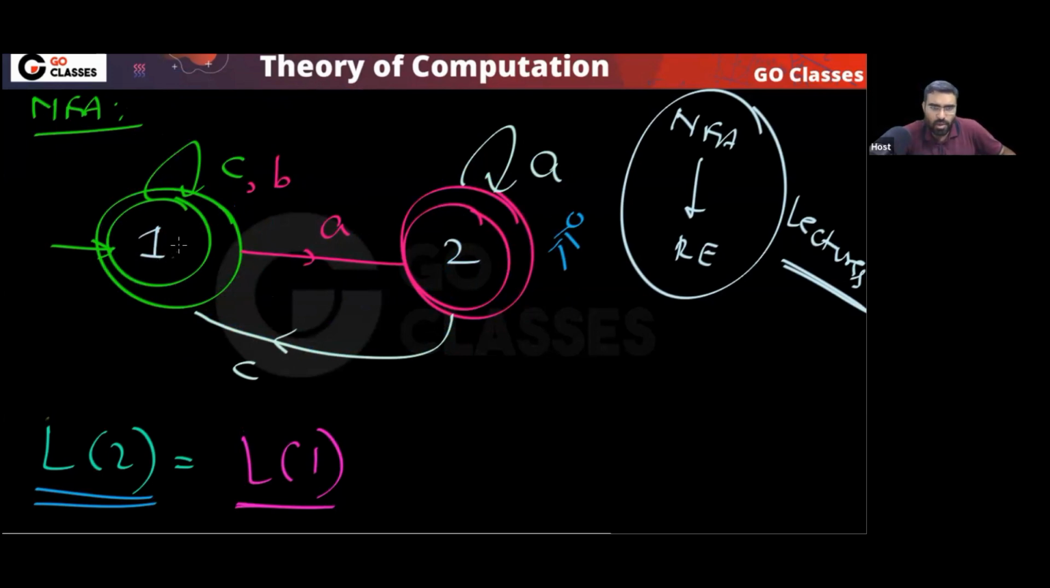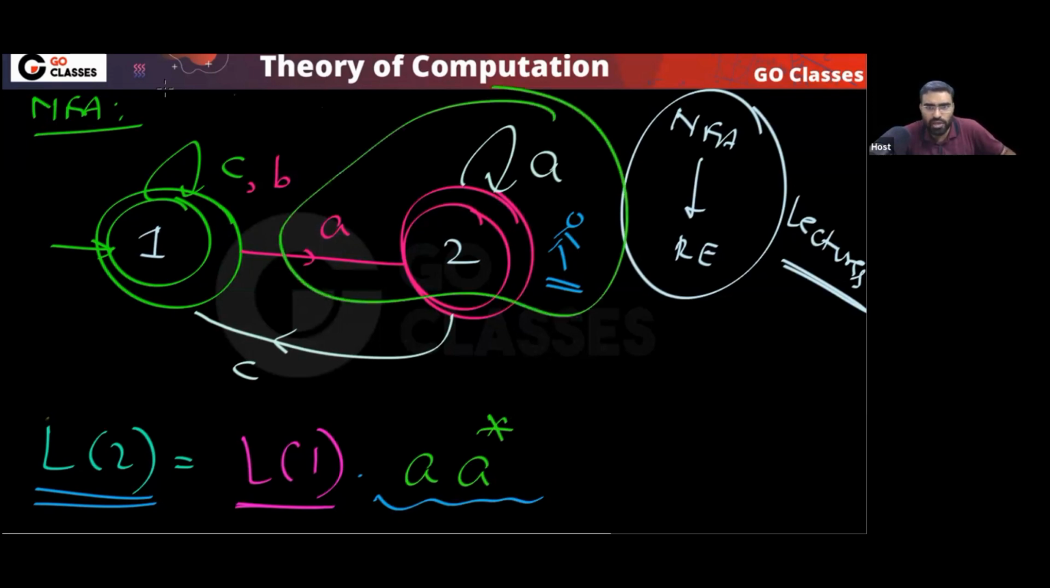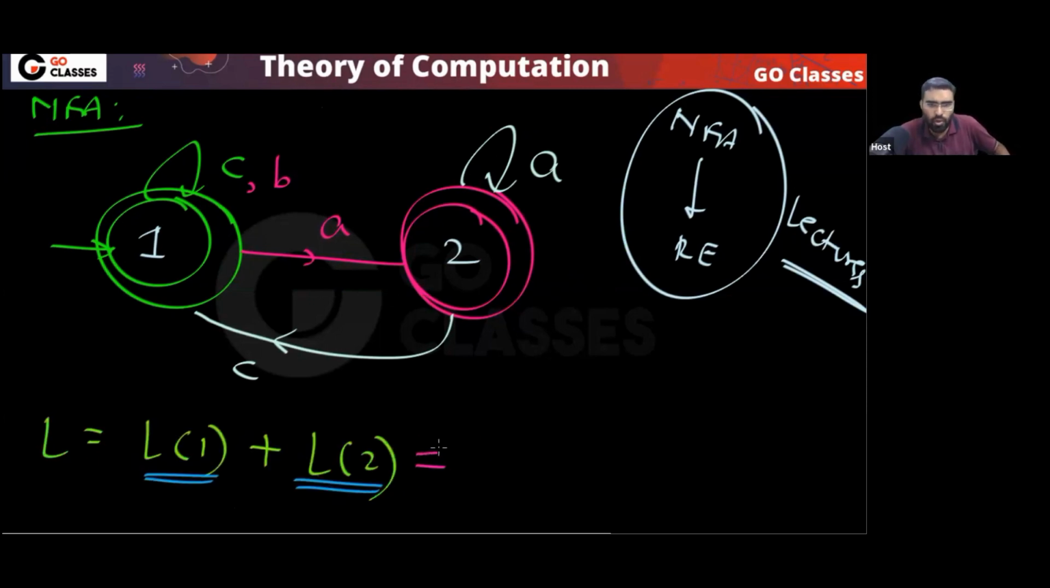After considering all the possibilities of going to state 1, how can I go to state 2? What extra do I need to do? I need to do A A star. This is the extra I can do. Is this clear to everyone? So I got L2. Finally, your language will be L1 or L2. What is L2? L2 is L1 followed by A A star.